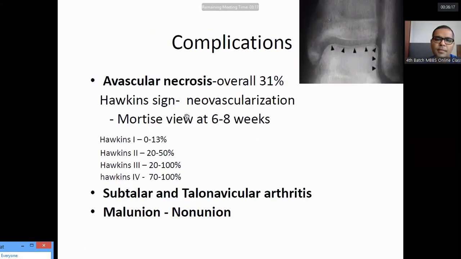So what are the complications? Avascular necrosis, overall 31% in general. It also depends on the type of the fracture, so Hawkins type 1, 2, 3, and 4.